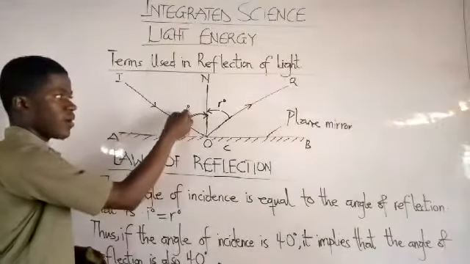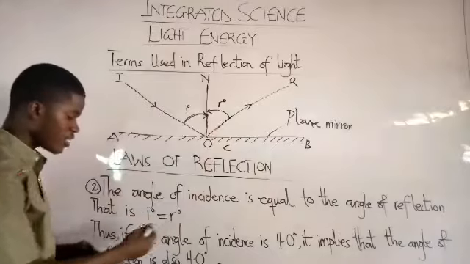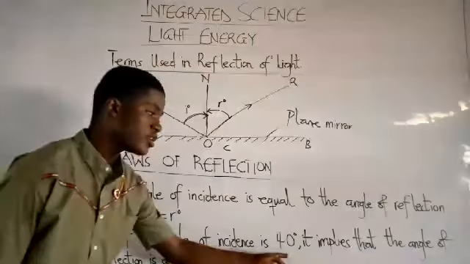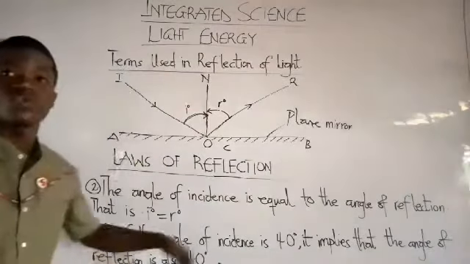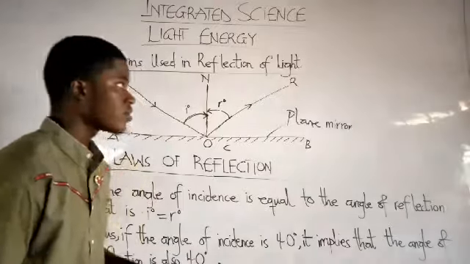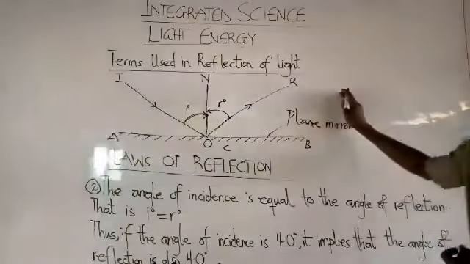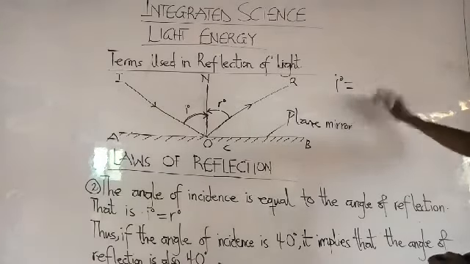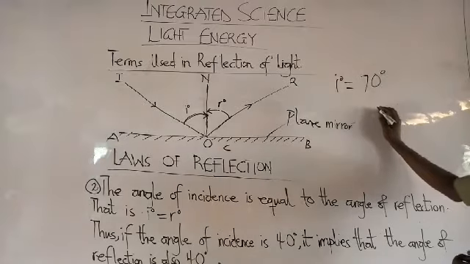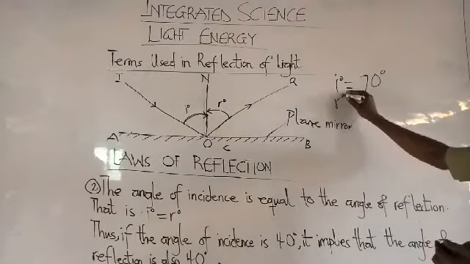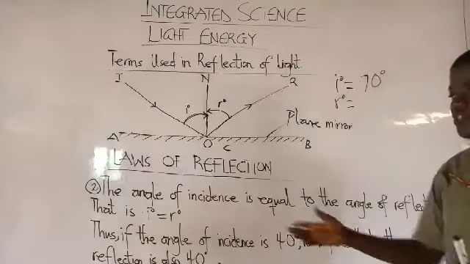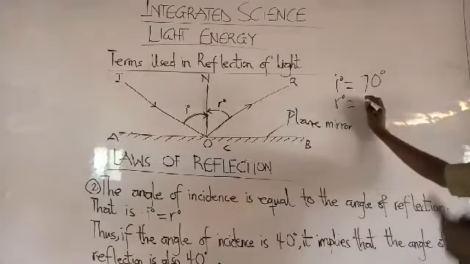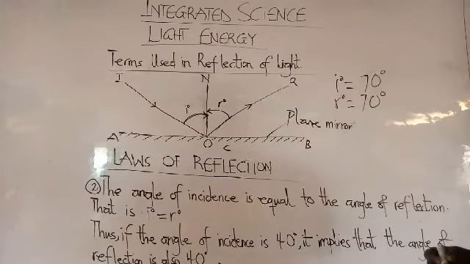That's the I and the R. So they are the same. This implies that if the angle of incidence is, let's say, 40 degrees, then the angle of reflection is also 40 degrees. So in a question, you'll be given that the angle of incidence is equal to, let's say, 70 degrees. Find the angle of reflection. With the second law, angle of incidence is equal to angle of reflection, then you state it. So therefore the angle of reflection will also be 70 degrees. That will be the answer.